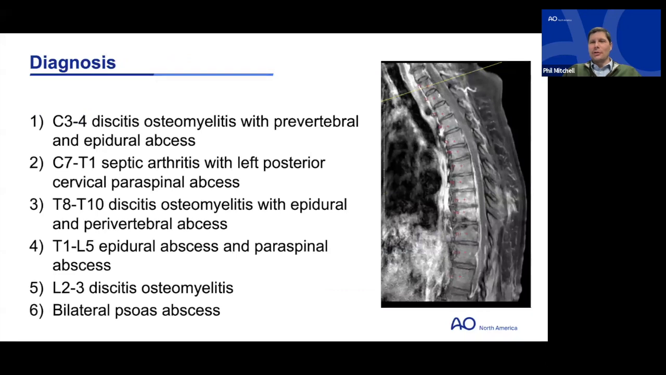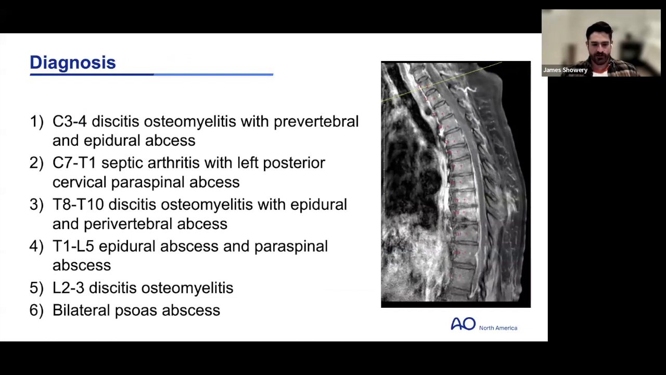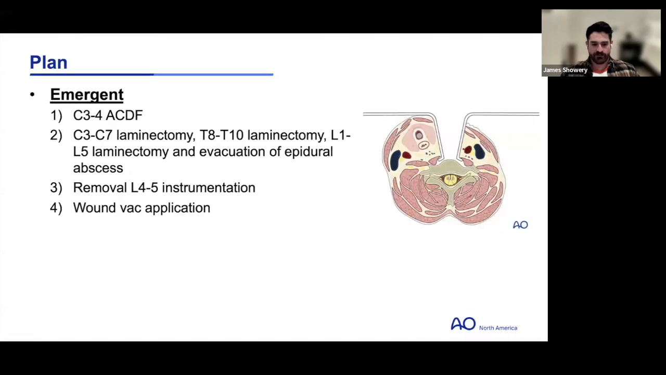So what would you do for this spine that's filled with pus? Yeah, the most important thing here is to get pressure off of the spinal cord as quickly as possible. For her, the worst pressure on her spinal cord was at the C3-4 level with a ventral epidural abscess. So we did a C3-4 ACDF, followed by posterior cervical laminectomy, thoracic laminectomy, and lumbar laminectomy to evacuate the epidural abscess.